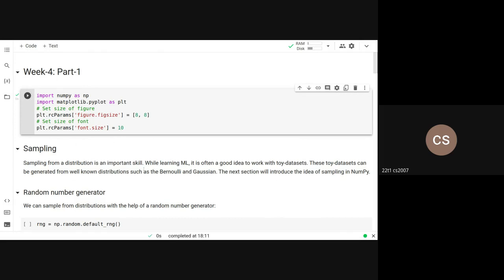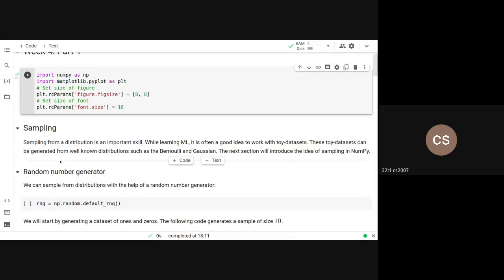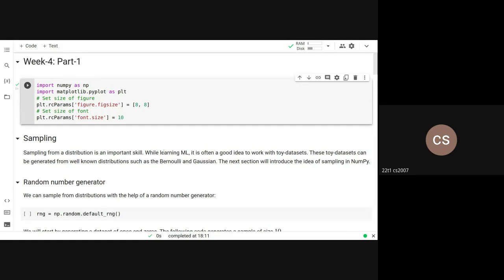Okay. So I hope all of you know what sampling is, right? Sampling is nothing but generating a set of points from some distribution. Sampling is important for us, especially in this week, given that we are studying different types of probability distributions as models and seeing how we can estimate parameters from a set of samples, right?